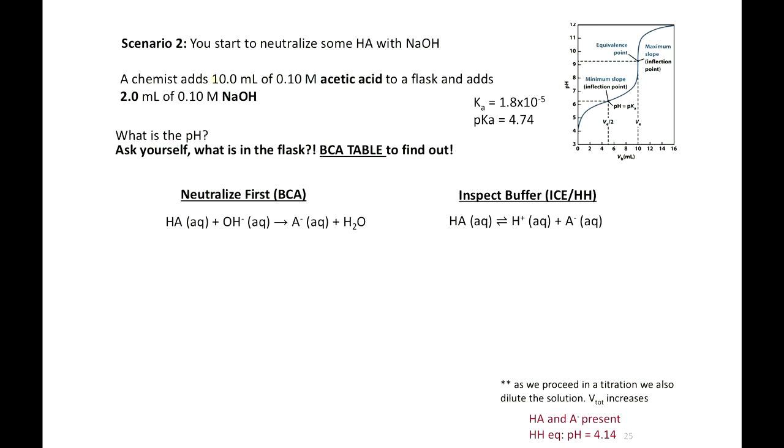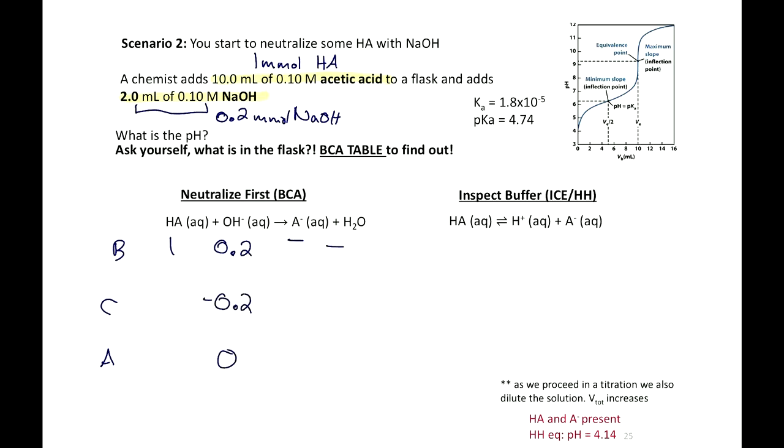So we have the same amount of acid, but now we have 2 milliliters of base. So let's get millimole amounts. So this looks like 1 millimole of HA, acid, and then this is 0.2 millimoles of strong base, sodium hydroxide. Acids react with bases. So I want to neutralize that weak acid with that strong base. So when I write out my BCA table, I start with 1 millimole of HA, 0.2 millimoles of hydroxide. My limiting reactant completely reacts.